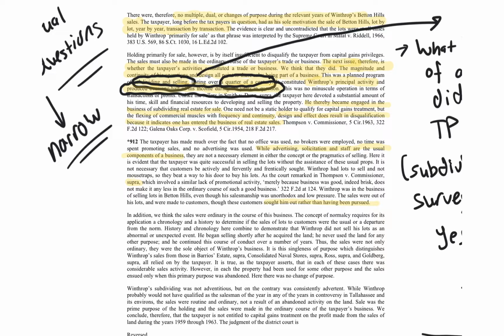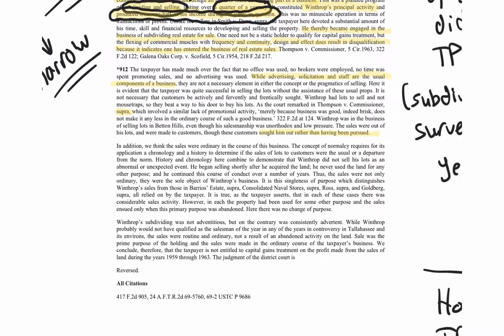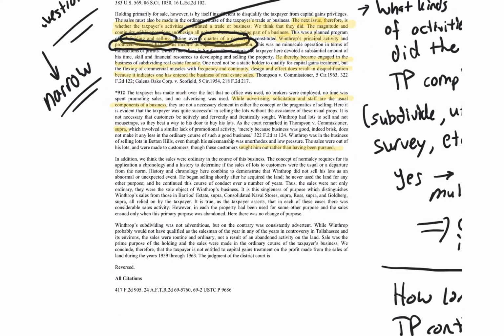They don't think it's enough to justify it being capital rather than ordinary. That's what they're trying to say. In addition, we think the sales were ordinary in the course of this business. The concept of normalcy, that's what ordinary deals with when you look at things like section 162. Normalcy requires the application of chronology and the history to determine the sales of lots.